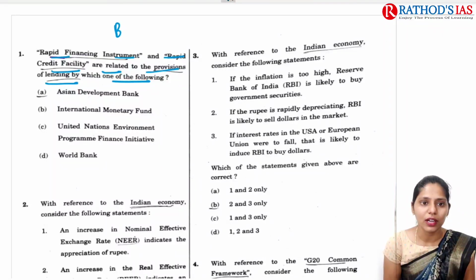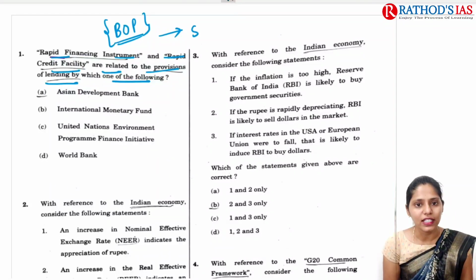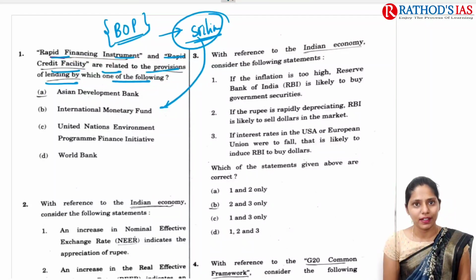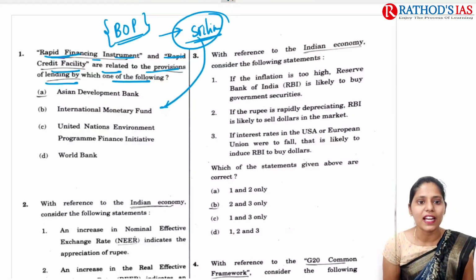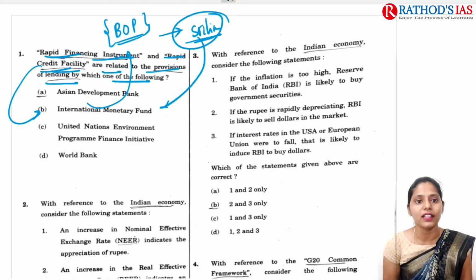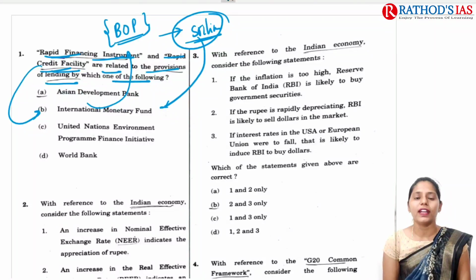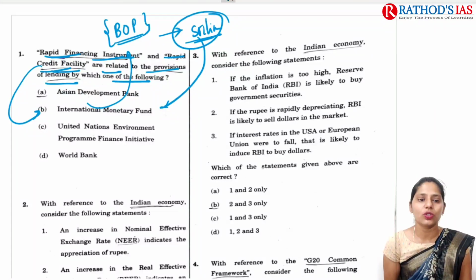Have you come across this balance of payment crisis? Even recently, Sri Lanka approached the IMF for its balance of payment crisis, so this is in the news. Rapid financing instrument and rapid credit facility are related to the IMF, regarding the balance of payment crisis. If any country is facing a balance of payment crisis, they will approach the IMF, which has this rapid financing instrument. So the first question's answer is B, IMF.